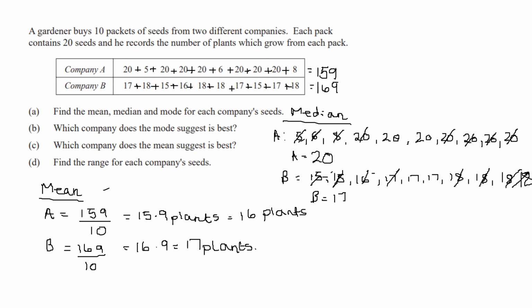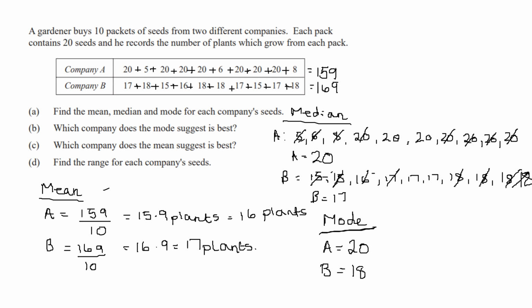And then we need the mode. The mode is the most common. So for A, 20 appears 7 times, so the mode for A will be 20. And for B, 18 appears 4 times, so the mode for B will be 18.